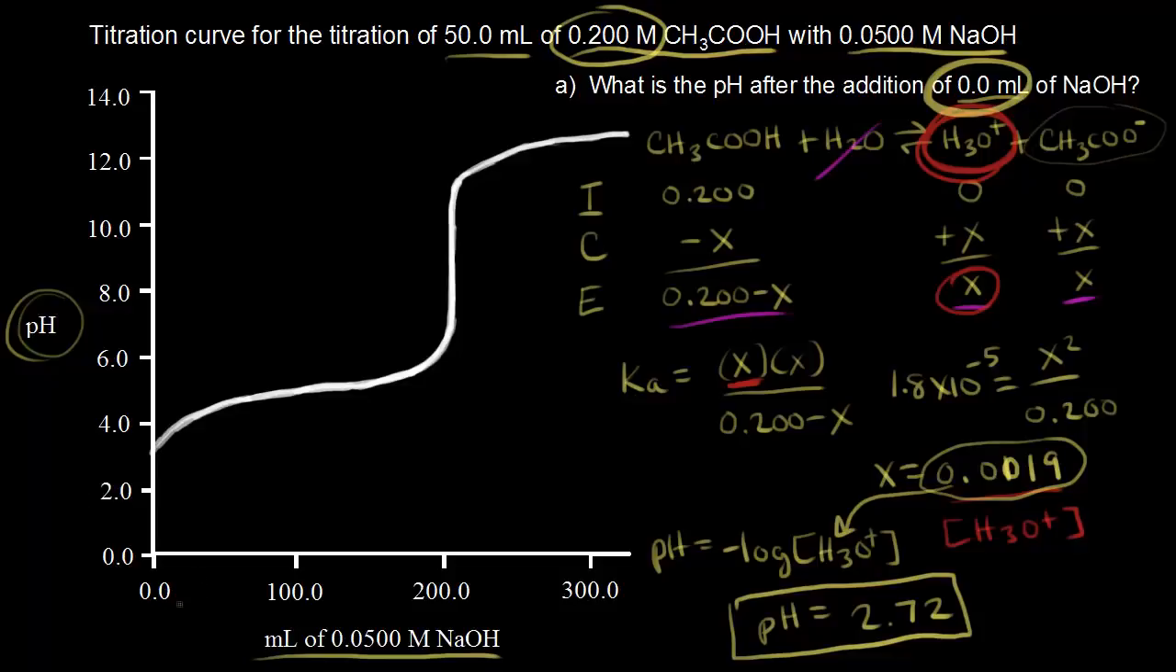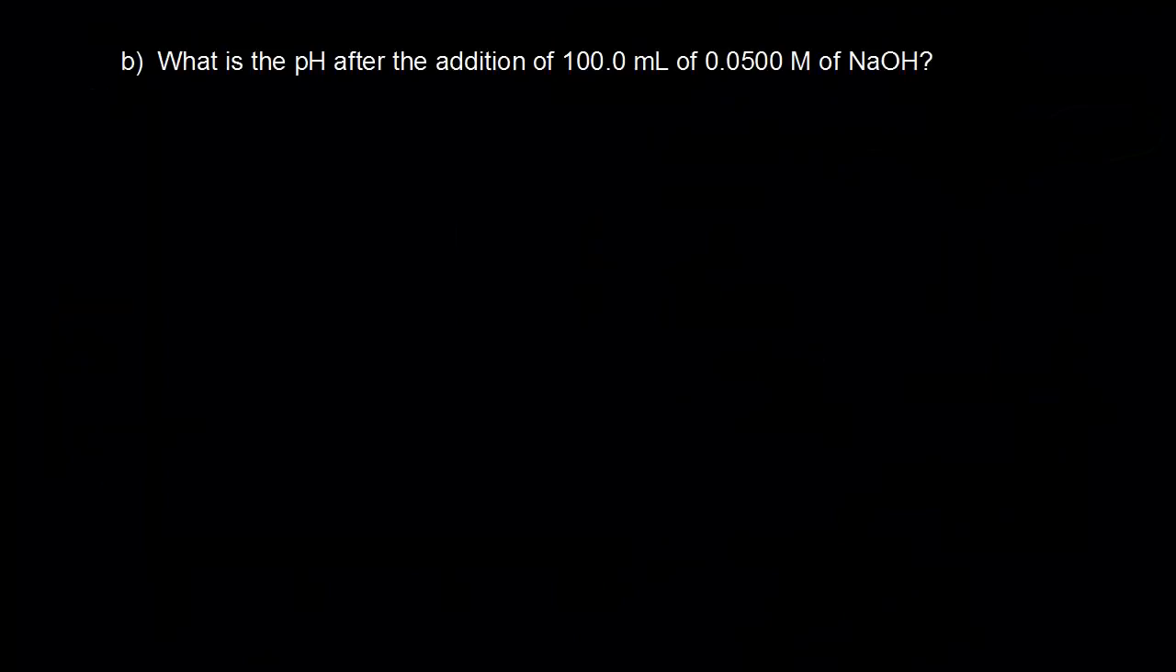And so we go over here to our titration curve, and at 0.0 mLs of base, we go over to here, and so this is our first point, this is A right here, and that should represent a pH of 2.72. All right, next, let's add some more sodium hydroxide. Now in part B, our goal is to find the pH after we've added 100.0 mLs of our 0.0500 molar solution of sodium hydroxide. So let's see how many moles of base we are adding.